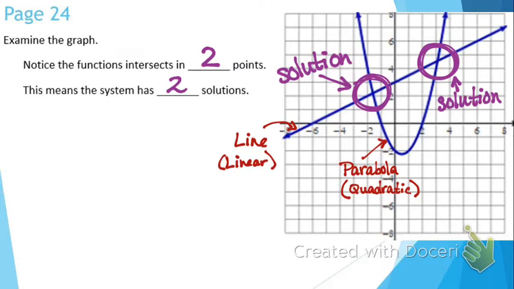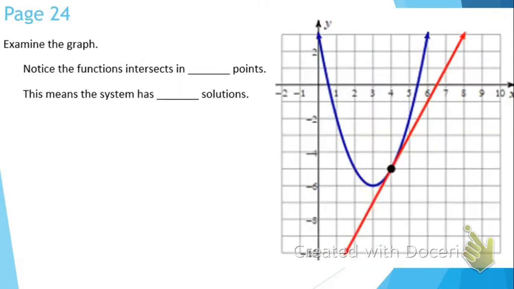What about the graph just below that? 1 solution. How do you know? Only intersects in 1 point. Just right here.